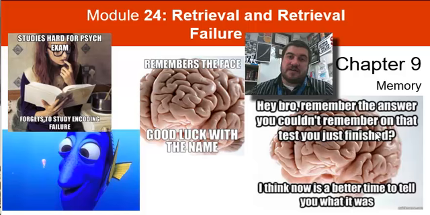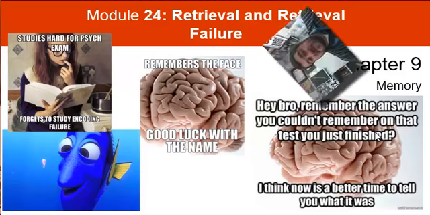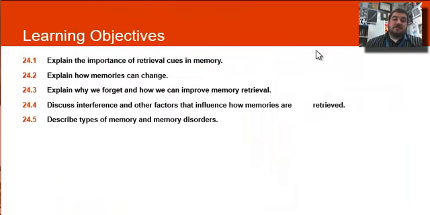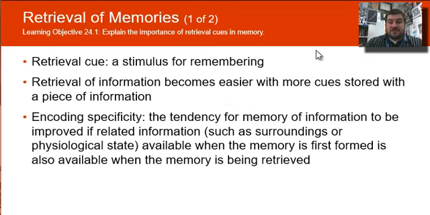Mr. Snyder, and today we're going to finish our discussion of memory by talking about the process of retrieval and why that process sometimes fails. Your learning objectives today are to talk about the importance of retrieval cues, explain how our memories change, why we forget, and how we can improve memory retrieval, talk about interference and decay, and different types of memory and memory disorders.